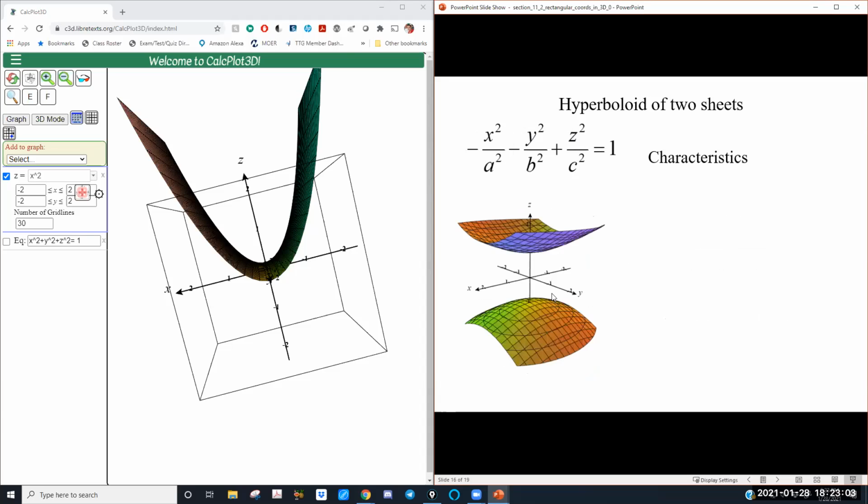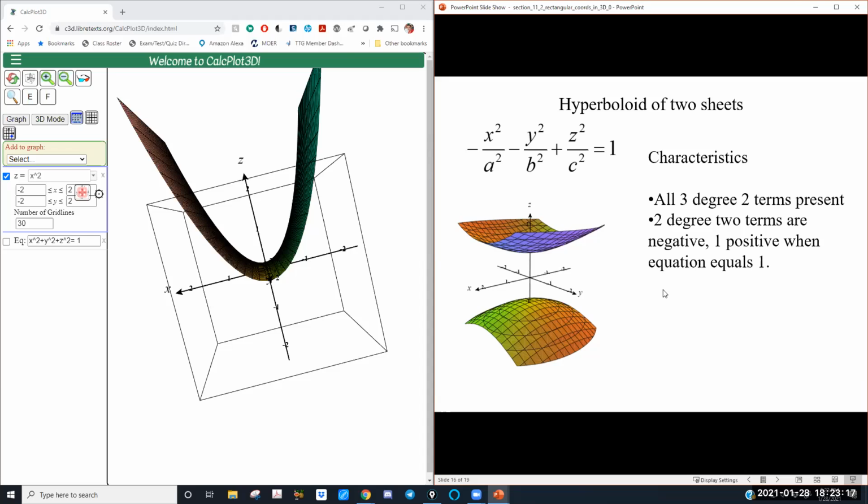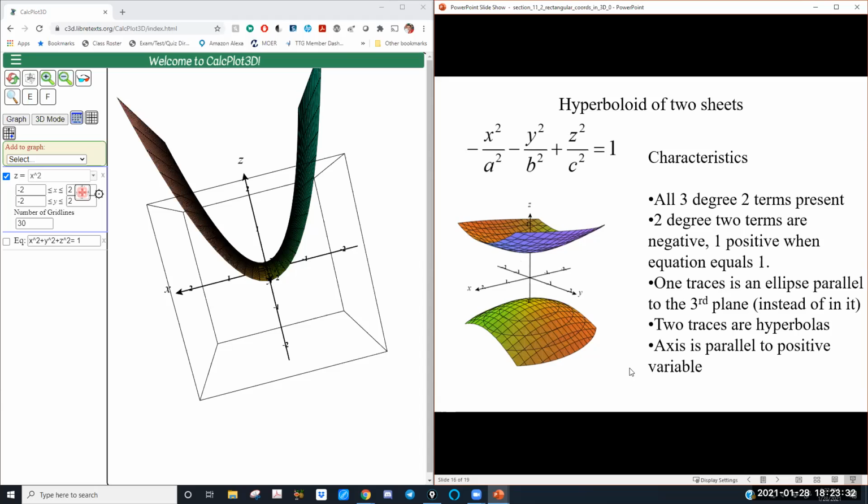Hyperboloid of 2 sheets, you'll see they have a break in here. Notice the ellipse in the xy plane, and then it's going to be a hyperbola in the other 2 planes. All 3 degree 2 terms are present. Now we have 2 negative and 1 positive. So we have 1 trace that's an ellipse, and it's parallel to the 3rd plane instead of in it. And the other 2 traces are hyperbolas.